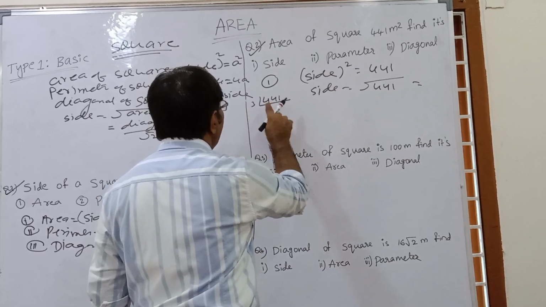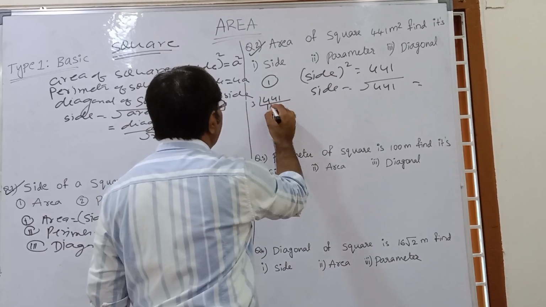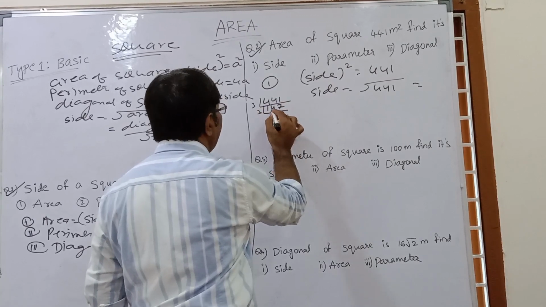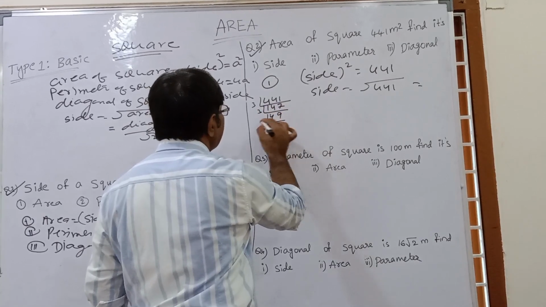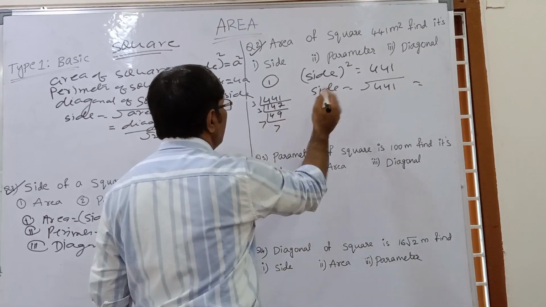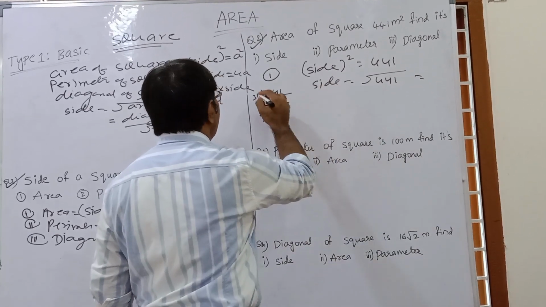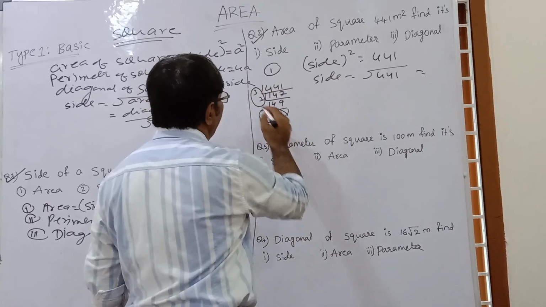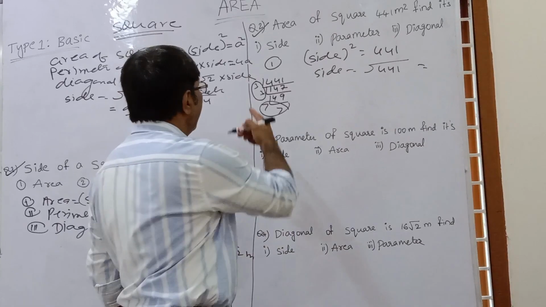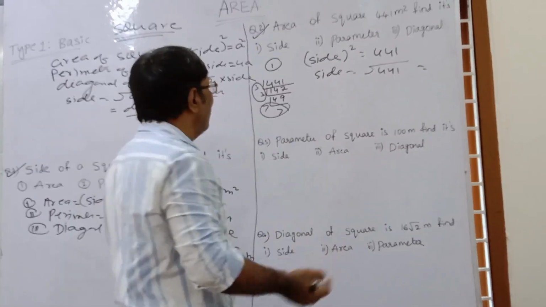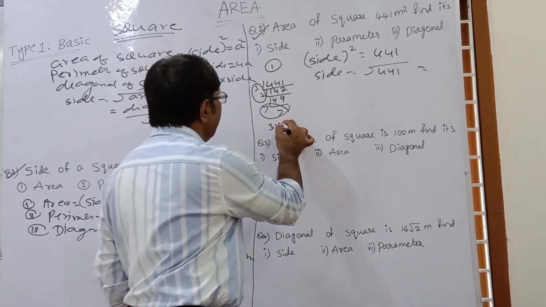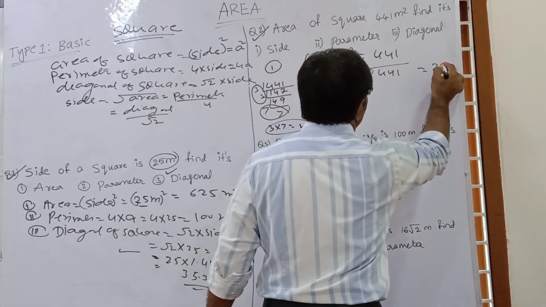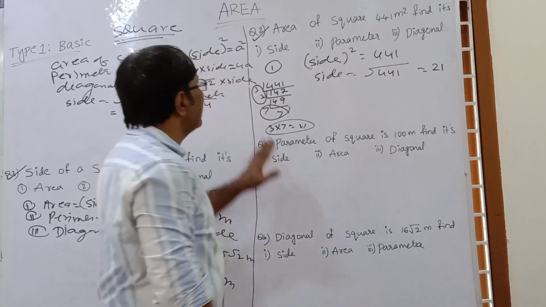3 1 ja 3, 3 4 ja 12, 21, 3 7 ja 21. Again 3 3 ja 9, 7 7 ja 49. So for finding a square root, make pairs: a pair of 3s and a pair of 7s. So our two 3s give only one 3 and two 7s give only one 7. So this is 3 into 7, 21. So our correct answer is 21. This is the basic method.